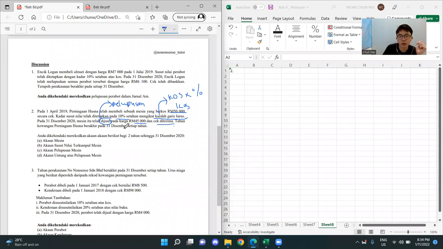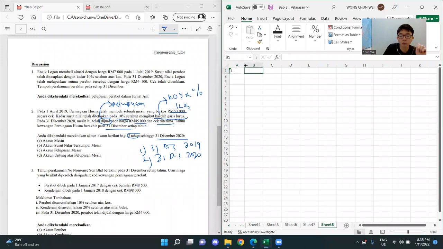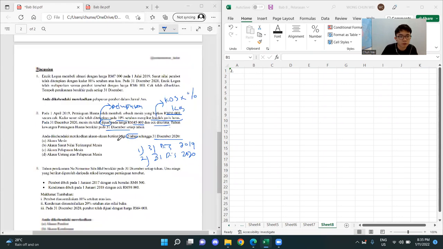Tahun kewangan perniagaan Husna berakhir 31 Disember setiap tahun dan anda dikehendaki merekodkan akaun-akaun berikut bagi 2 tahun sehingga 31 Disember 2020. So if 2 tahun sampai 31 Disember 2020, meaning the last one will be December 31, 2020, the second year. The first year, the year before, will be 2019, 31st December. So kita perlu buat 2 tahun, 2019 and 2020. Are you guys following? If you are following, give me an F in the chat box, please. Tell me if you are following. Okay, very good.